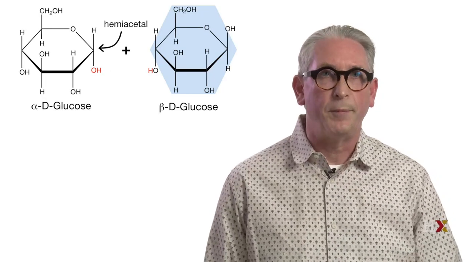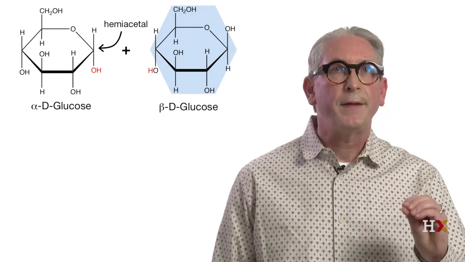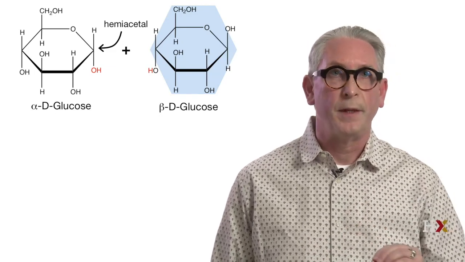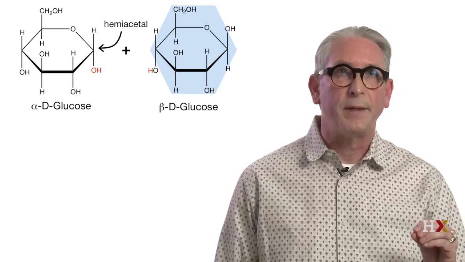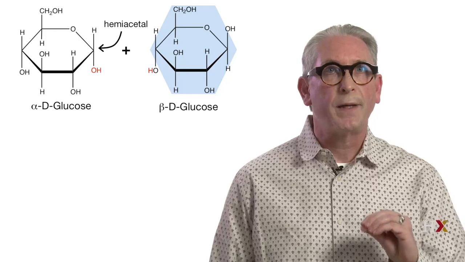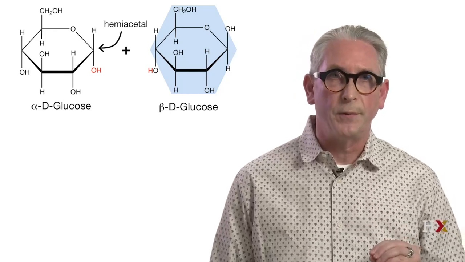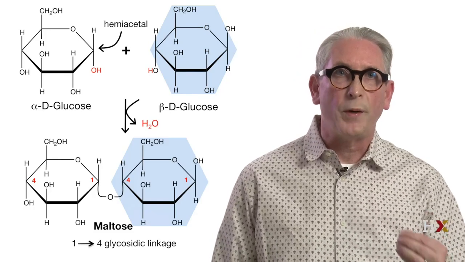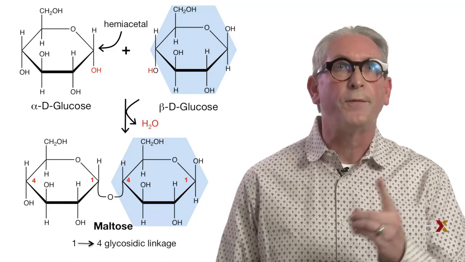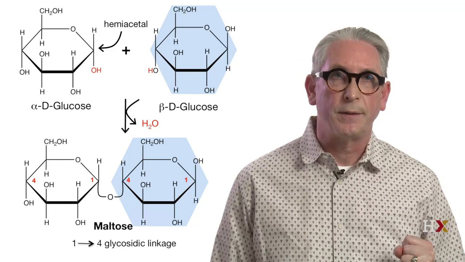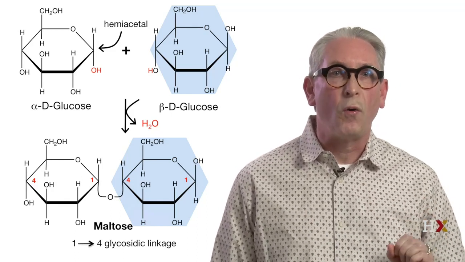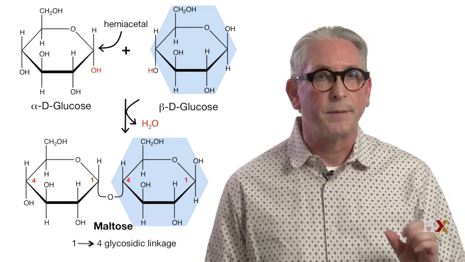So let's take an example. Alpha-D-glucose can react with beta-D-glucose. So the carbon 1 carried by alpha-D-glucose can react with the carbon 4 of beta-D-glucose to form what is called a glycosidic linkage, or more exactly a 1,4 glycosidic linkage. We have now a disaccharide, which is called maltose.